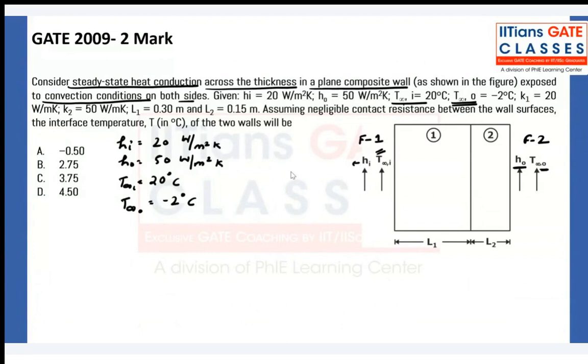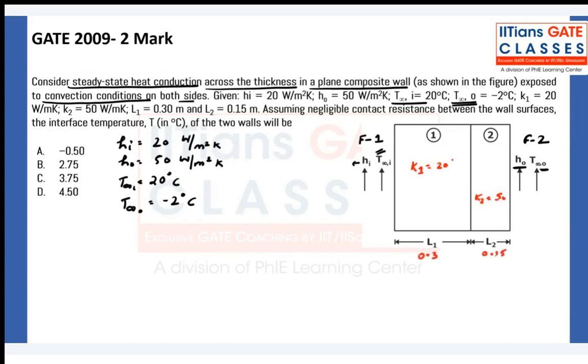So this is minus 2. This much is clear, or did I miss? Do I need to write this again? Okay, chalo. Now they are saying k1 and k2. So this body has k1 equal to 20 watt per meter Kelvin, and k2 is equal to 50 watt per meter Kelvin, and L1 is 0.3 and L2 is 0.15.